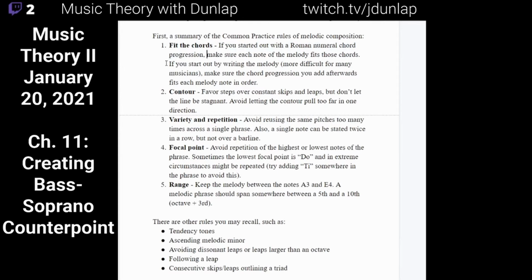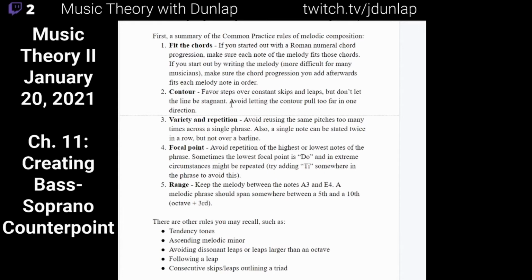If you start out by writing the melody, which for some people is more difficult, if you like writing nice contoured melodies and you don't have a problem, then matching that, playing matchmaker between your melody and a chord progression, go for it. Most people need to start off with a plan before they write the melody. Favor using steps over constant skips and leaps, but don't let the line be stagnant.